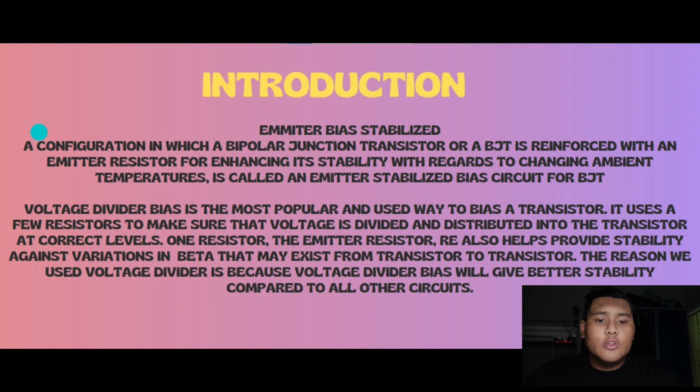One resistor, the emitter resistor, also helps provide stability against variation in beta. That's why beta varies from transistor to transistor. The reason why we use voltage divider is because voltage divider bias will give better stability compared to all other circuits.